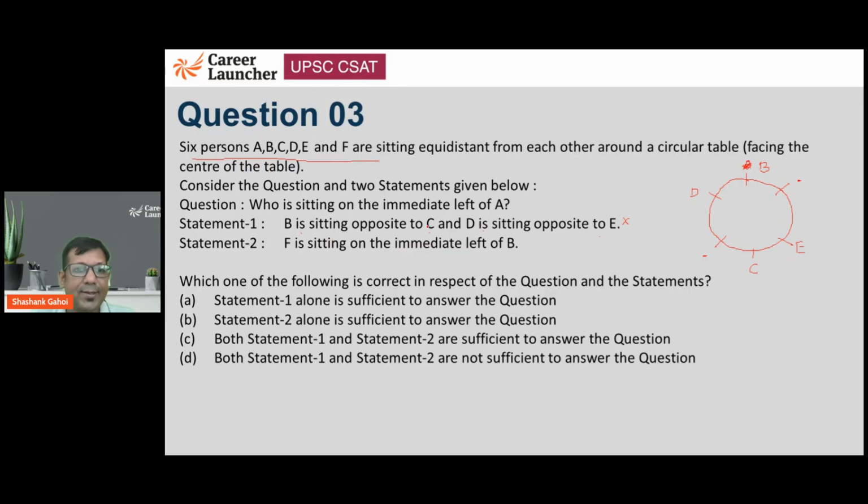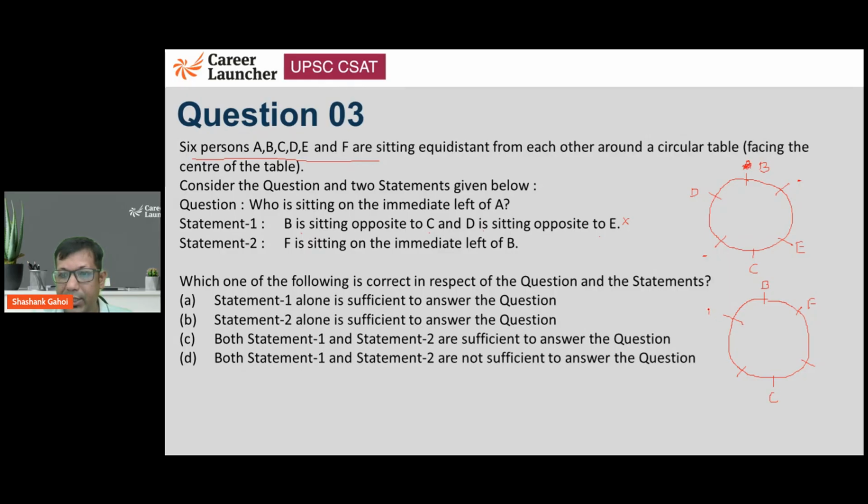What does it say? F is sitting immediate left of B. Again, it is of no use. So what I'm going to do, I'm going to take both the statements into consideration and solve, and let's see whether we can get the answer or not. So F is sitting immediate left of B. So if B is here, F must be here, because left of B is going to be this.